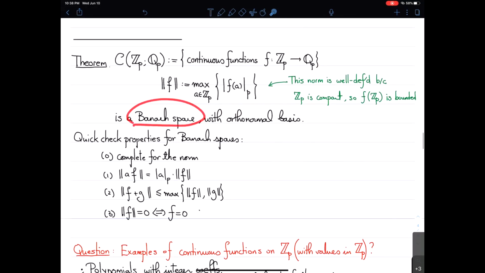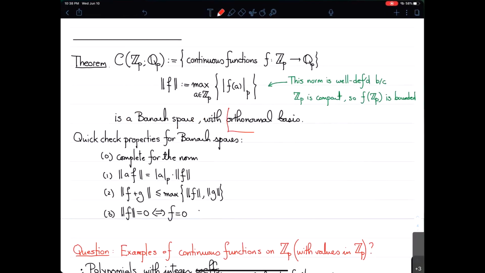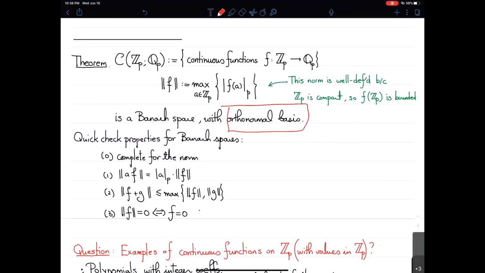We'll see it in a minute. We'll check each one of them. This is a Banach space, and the content of the theorem is that this has an orthonormal basis. This is the content of the theorem. It will actually give an orthonormal basis of this, the so-called Mahler basis. Let me write the name here. I'll write it again later.